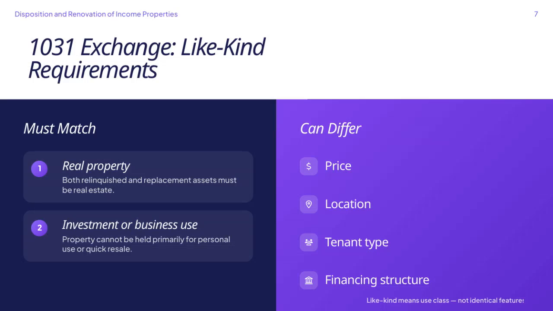When we're looking at the like-kind requirements for a 1031 exchange, there are a few important points to keep in mind. First, the properties involved must be real estate, meaning both the relinquished asset you're selling and the replacement property you're acquiring need to be real property. This isn't about swapping stocks or personal items. It strictly involves real estate.